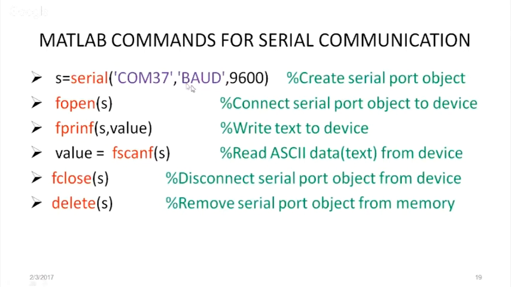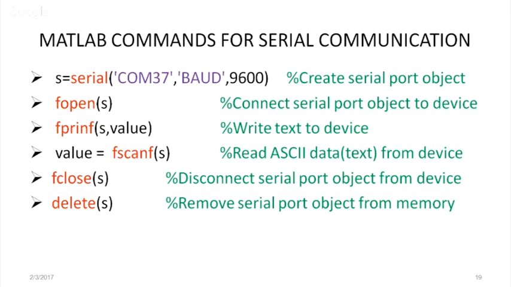After that, you will use baud, a name, a symbol, and 9600. The baud rate should be the same between the transmitting and receiving device. I mean to say, transmitting now is your Arduino board and receiving is your MATLAB. So we will use this command for making an object. Now fopen, this command opens your Arduino board to your MATLAB to start communicating.